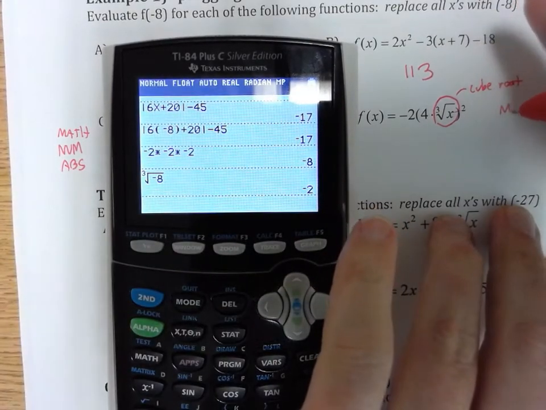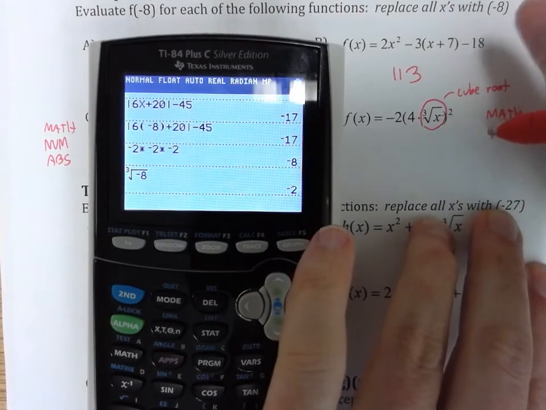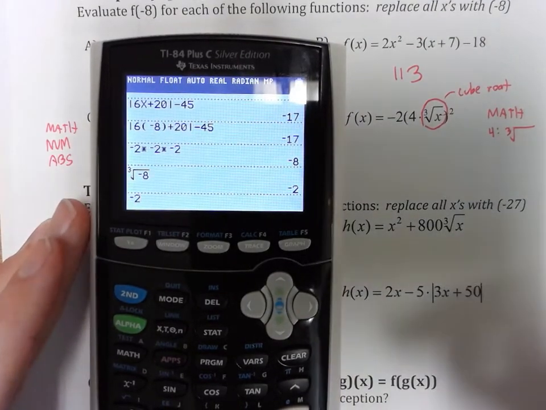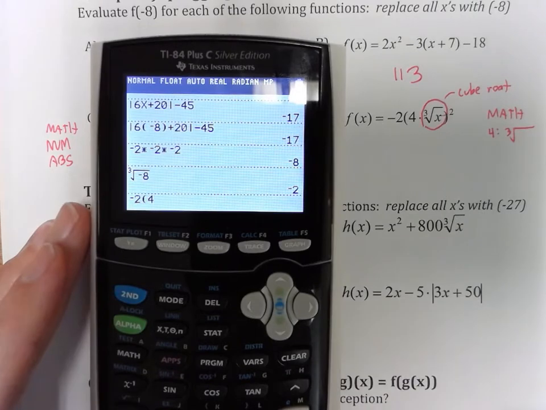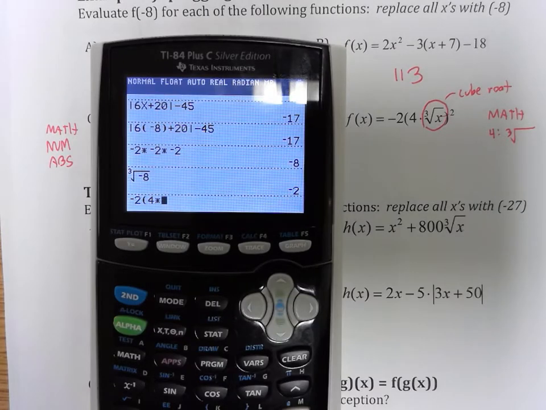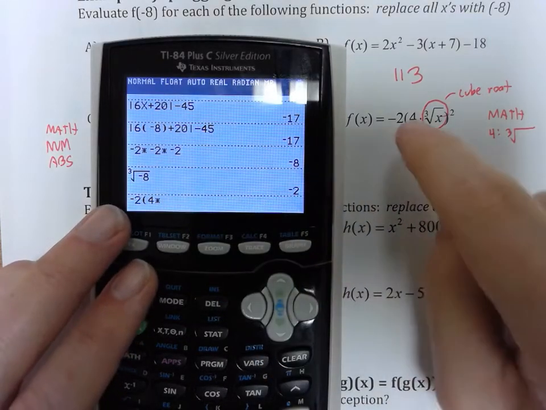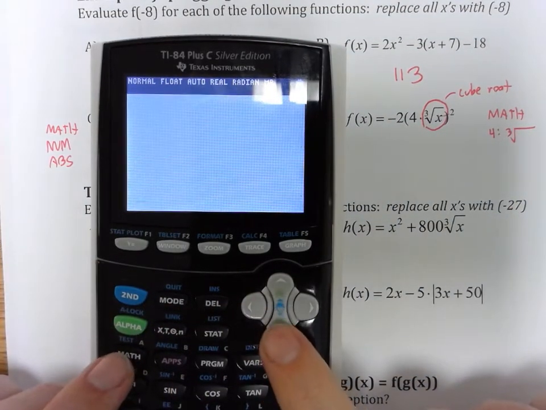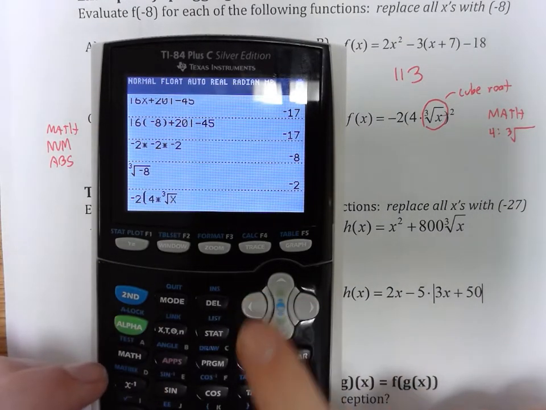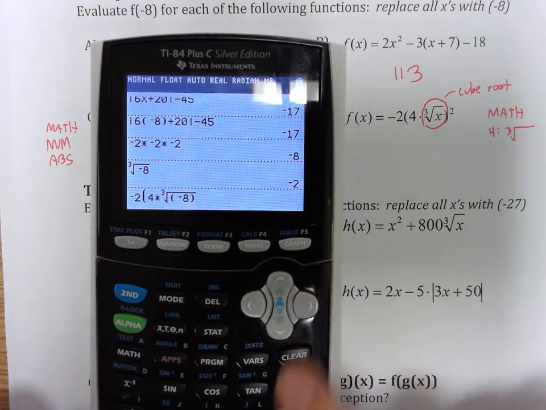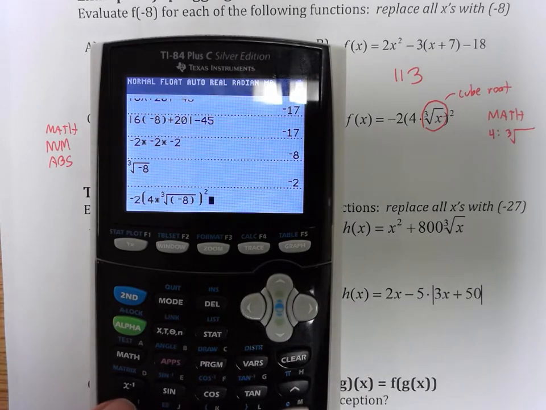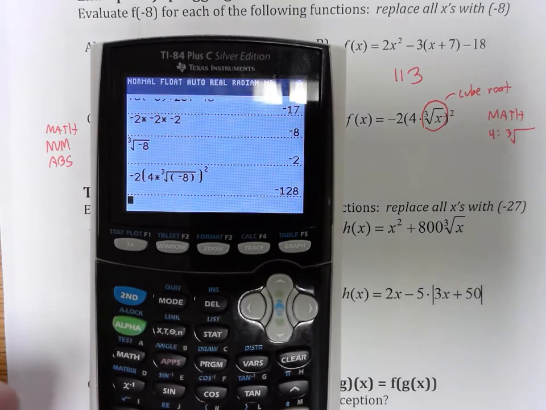So that's going to be, write this down, math 4 cube root. Since we know what that is, we can evaluate this since we have negative 8 stored in for x. So we have the 4 times, that little dot of times, and to get the cube root, we're going to do the math. Go down here. And remember, we still have negative 8 stored in for x, so you can either type in x, or you could do negative 8. It's up to you. And then that square goes on the outside of the parentheses. You see how that's right there? So that should give you negative 128.